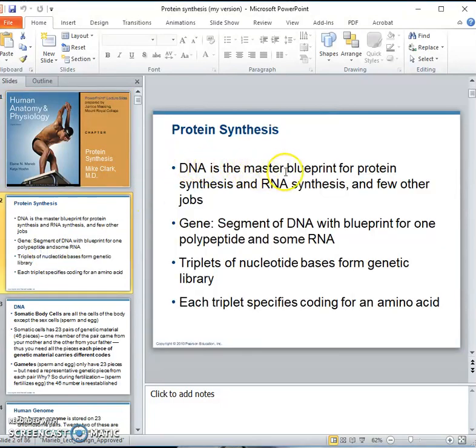DNA is the master blueprint for protein synthesis and RNA synthesis. Okay, remember that the only thing from a previous video that DNA does directly is to code for the primary structure of a polypeptide or protein. Let me say it again. The only thing DNA does directly is to code for the primary structure of a polypeptide or a protein.